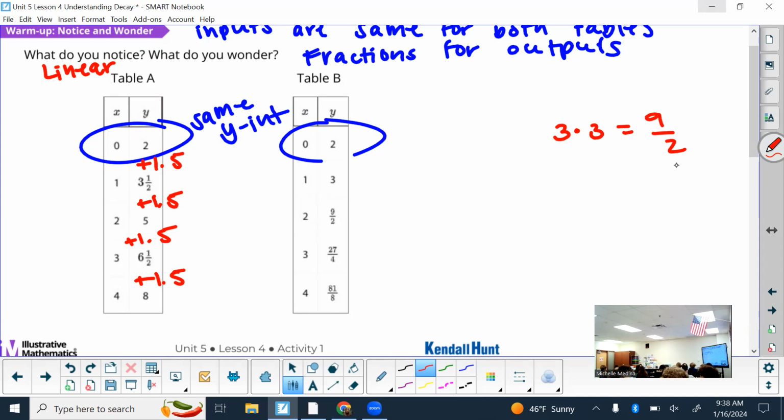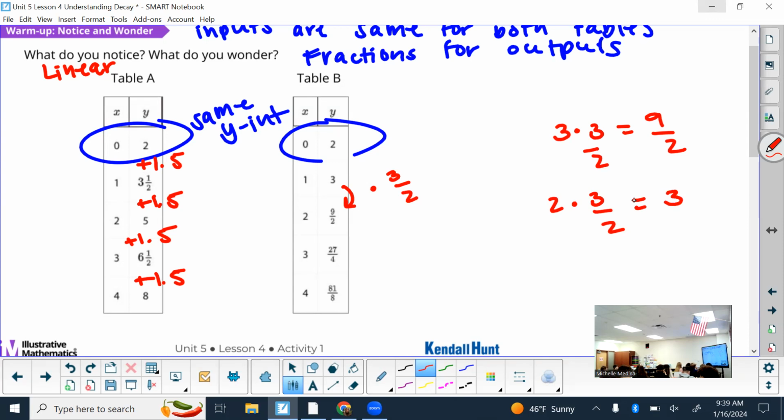If I'm multiplying to get a fraction, maybe what I'm multiplying by is a fraction. Okay, 3 times 3/2, good. So from here to here, I multiplied by 3/2 to get the next one. See if that pattern works for all the outputs. Like, is 2 times 3/2 equal to 3?